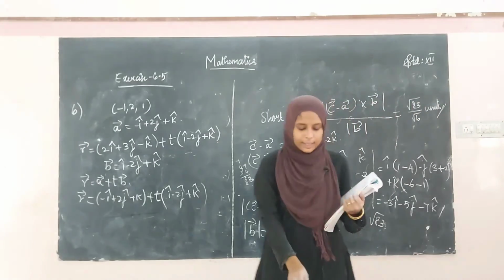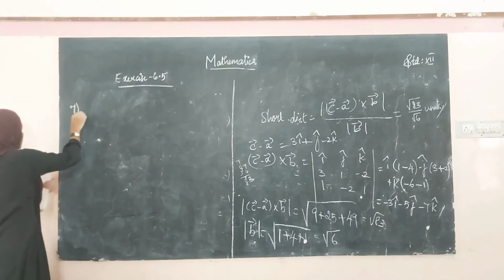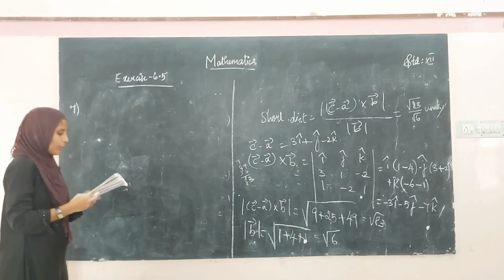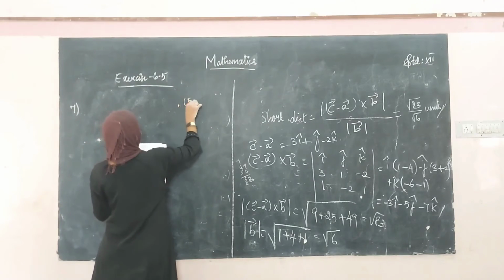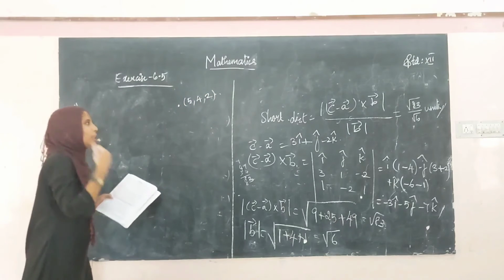Okay. Now let us see the 7th sum. Find the foot of the perpendicular drawn from the point. So let this be the point 5, 4, 2. We have to find the foot of the perpendicular.